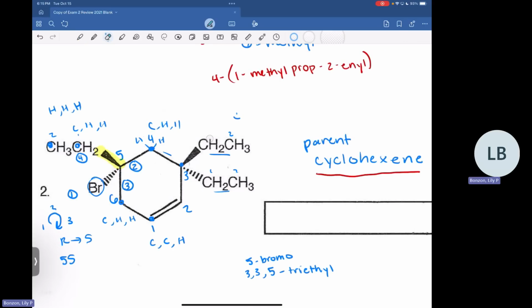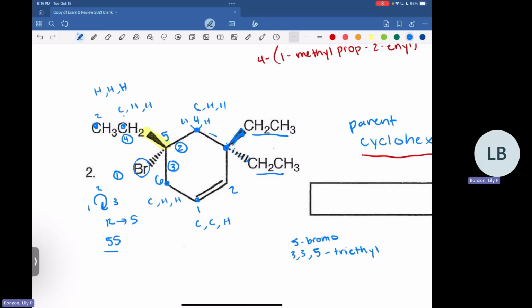And then even though we do have wedges and dashes for this carbon, this is actually not a chiral carbon because these groups are the same, so we can't assign it R or S. So we're just going to have the one stereocenter.